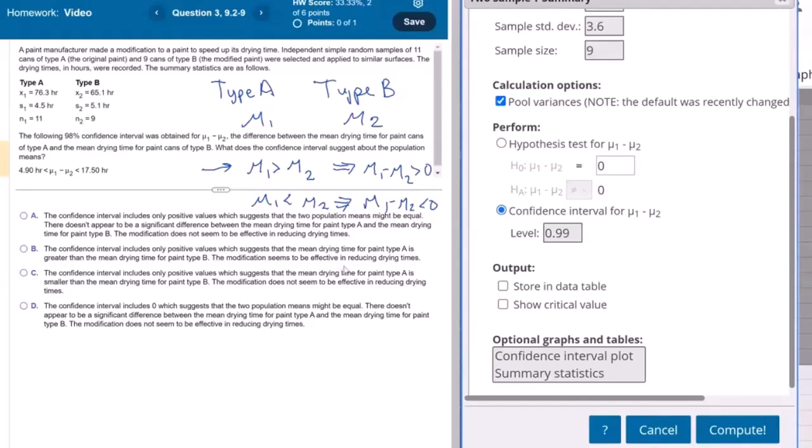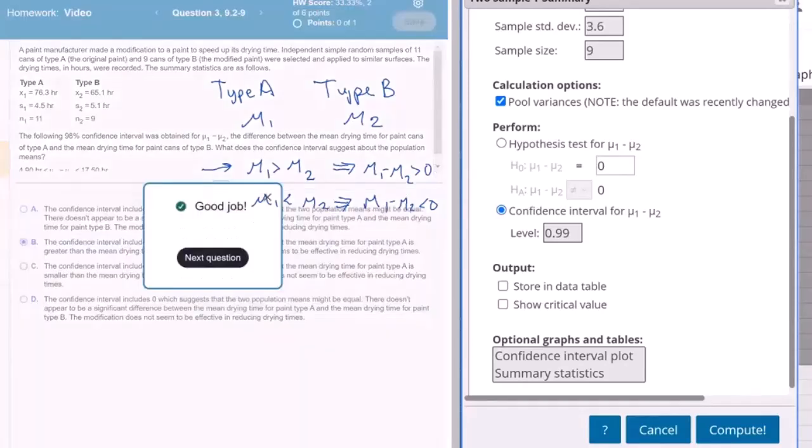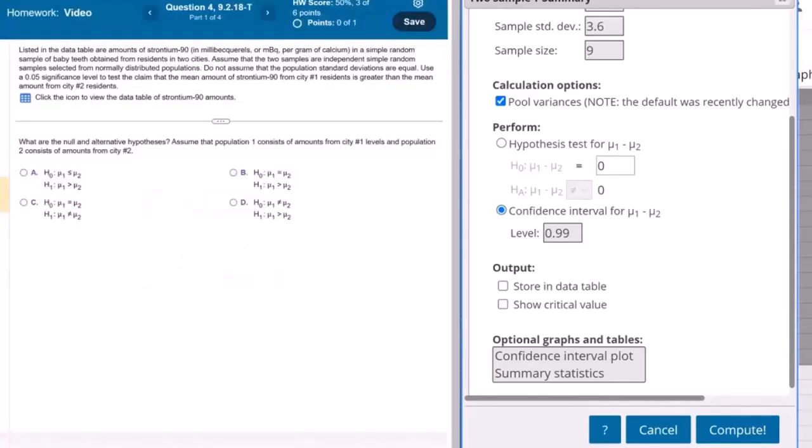Let's just read the other ones. The confidence interval includes only positive values, which suggests that the mean drying time for paint A is smaller. No. If it was smaller, then it would be negative. And confidence interval includes 0, which it does not. We can rule that out. Check answer. Perfect.